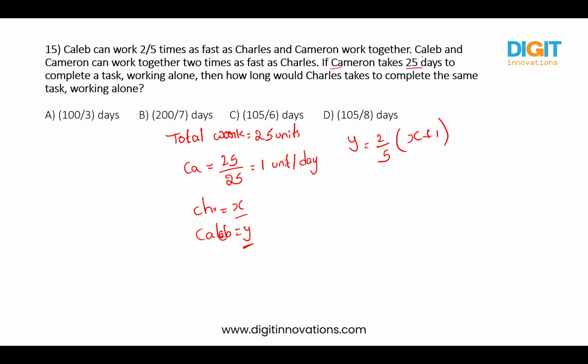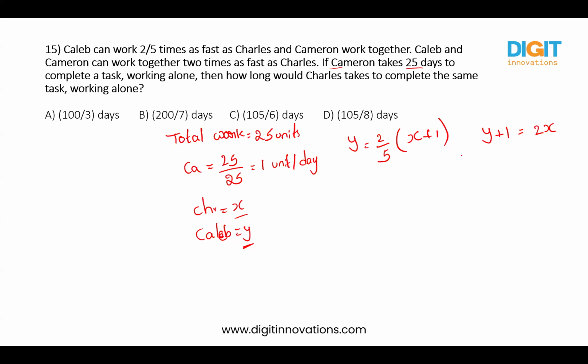And next one, Caleb and Cameron can work together 2 times as fast as Charles. Caleb, that is nothing but Y, and Cameron is nothing but 1. Working together, that means Y plus 1, 2 times as fast as Charles. Charles is how much? It is X. So 2 times is 2X. These are the two equations. Based on this, we are going to find it.